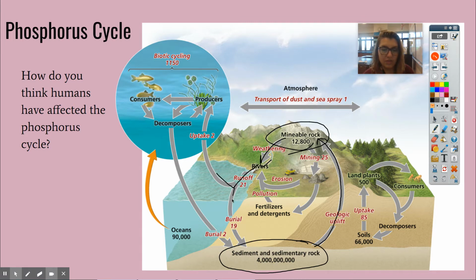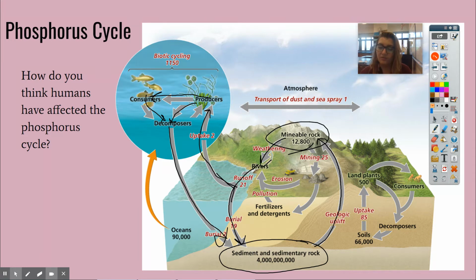So there's two things once it happens. Once it gets to the ocean, there's going to be some burial, and it's going to go back down, turn into sedimentary rock and be stored in sedimentary rock again. Also, plants are going to take it up, aquatic producers. Consumers are going to eat it. The phosphorus goes there. Decomposition happens for both producers and consumers, and it's going to fall back to the bottom of the ocean again and become sedimentary rock.